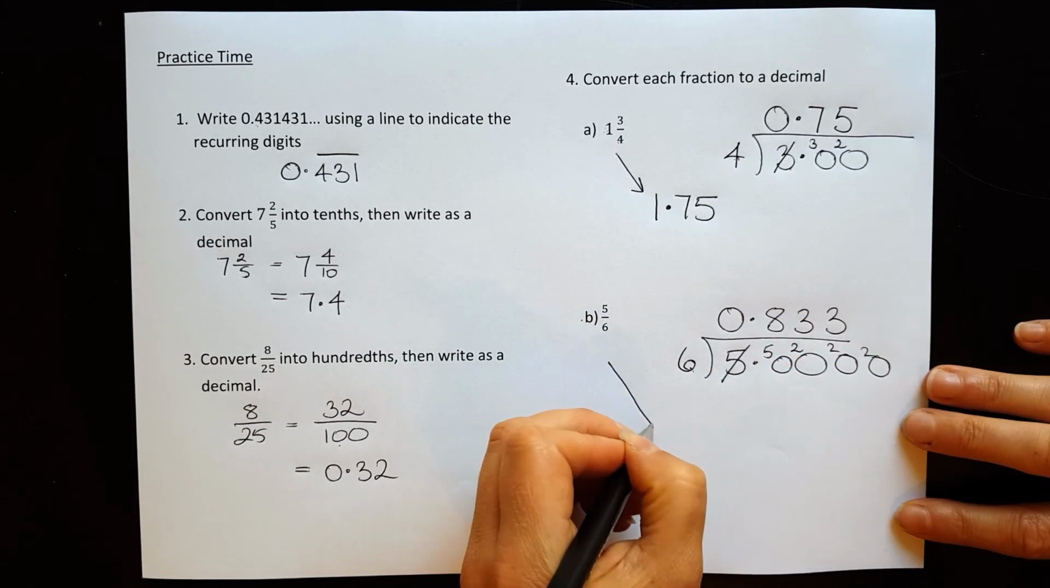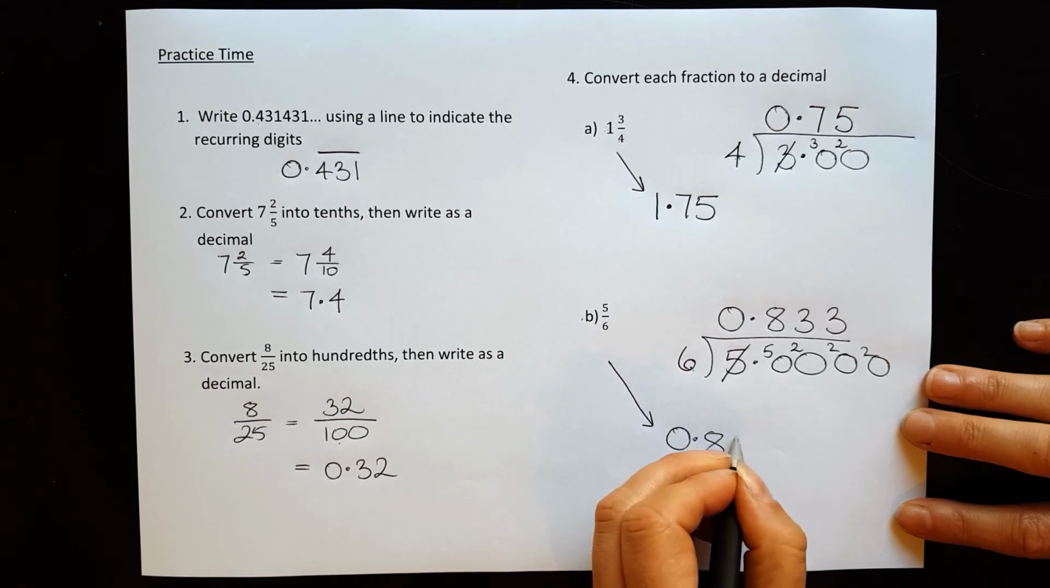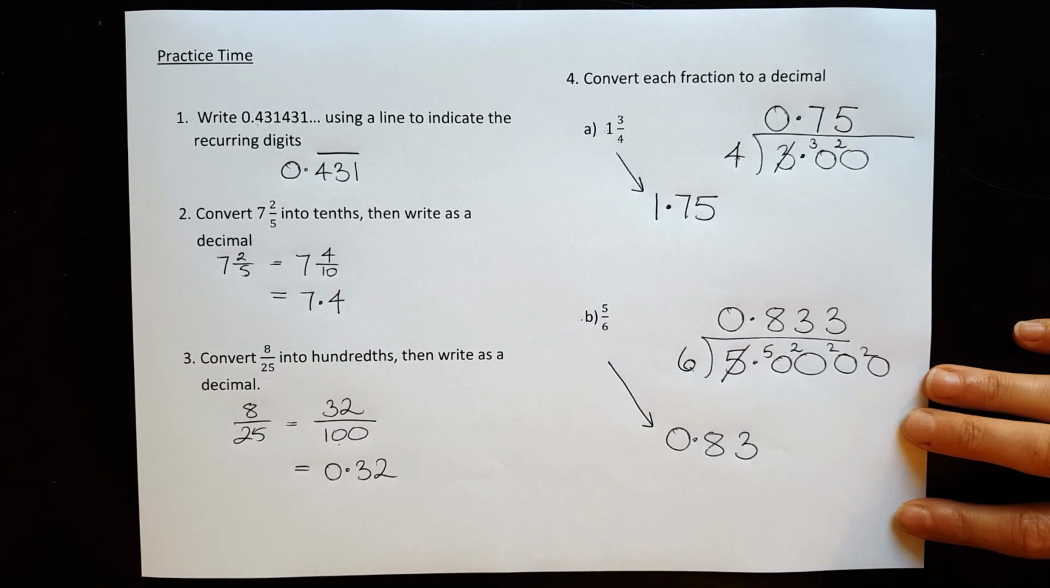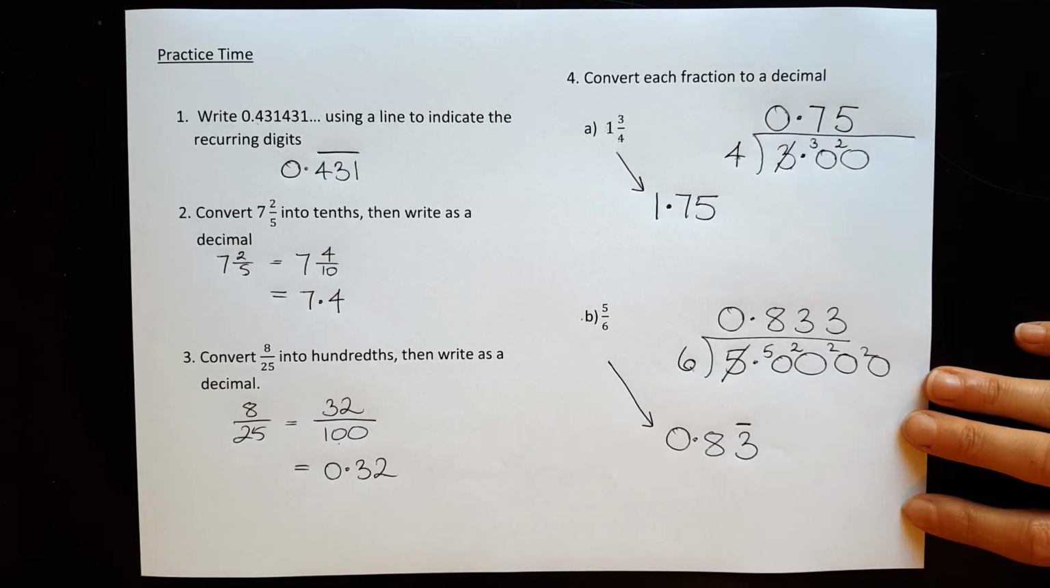So the answer is going to be 0.8. The 8 is not repeating, but the 3 is. So we put the line just above the 3, 0.83.